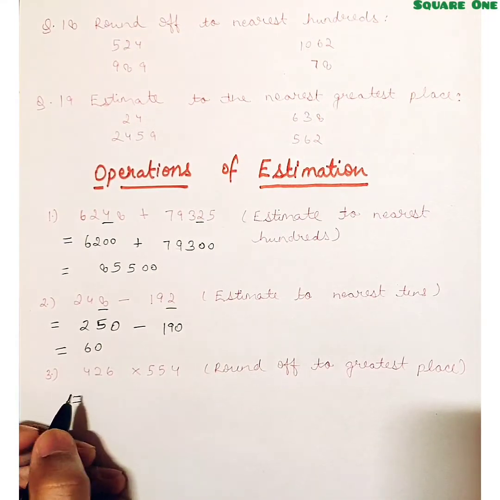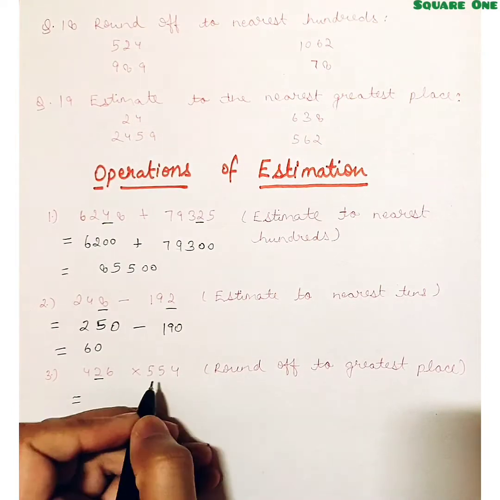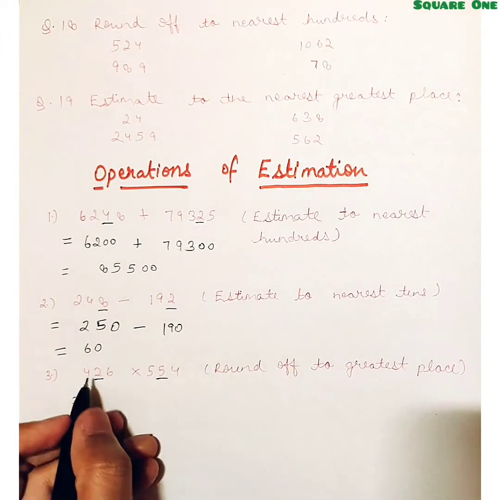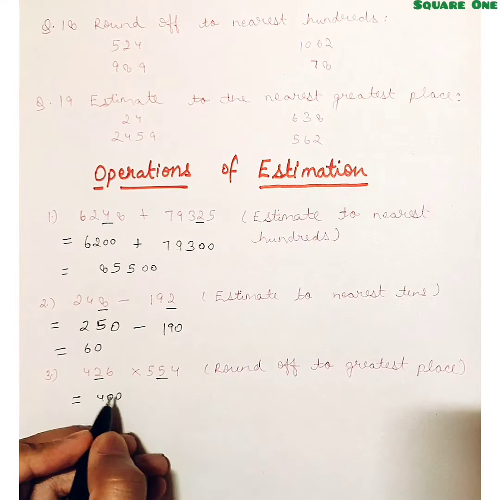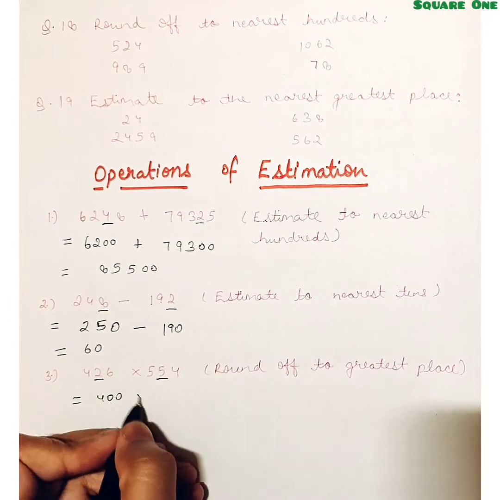That means you have to round off this 426 to the hundreds place. Look at the tens digit. Again here we have the greatest place, hundreds. So look at the tens digit. We round off this number as 400. 2 becomes 0. 6 becomes 0. No change comes to the digit on the left.